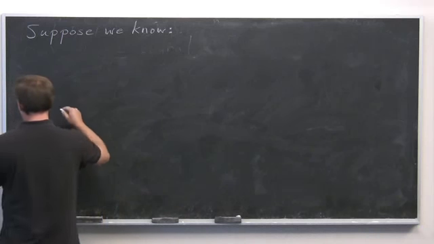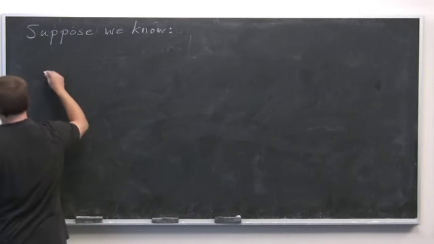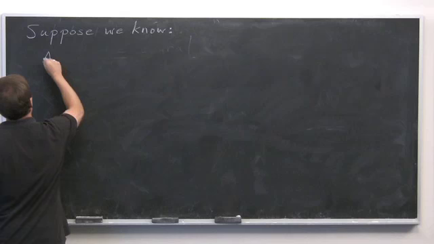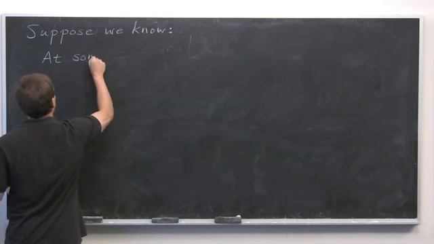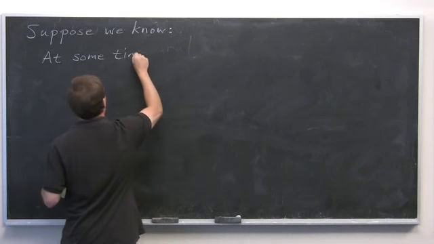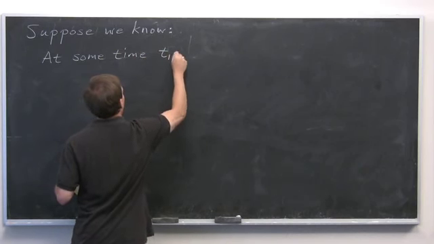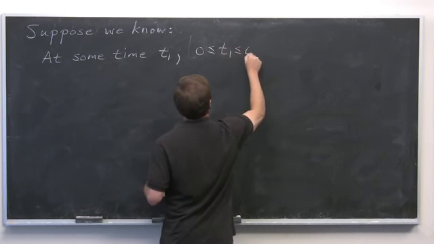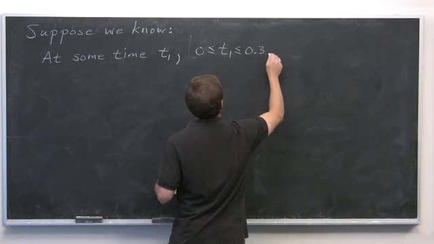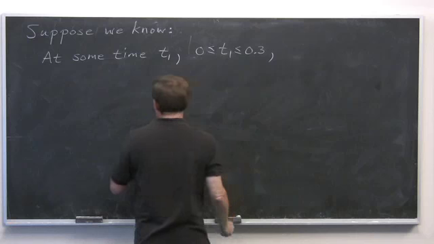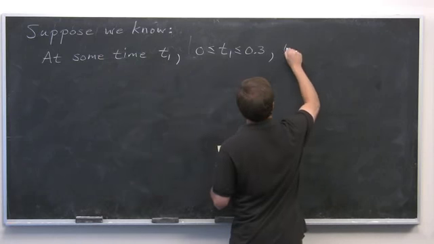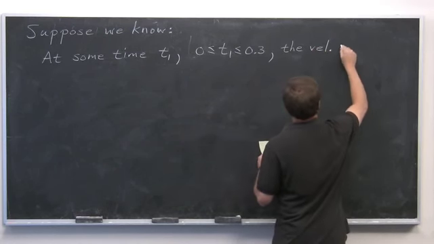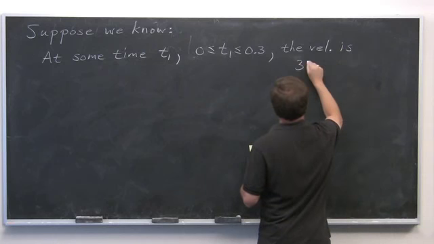So between times 0 and 0.3 seconds, okay. The velocity of the car is 30 meters per second.